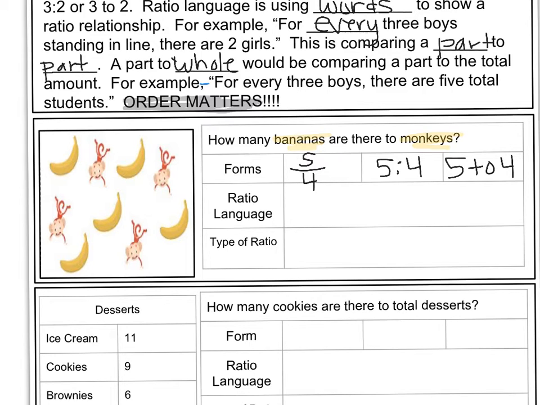Now let's use ratio language. We can say for every 5 bananas, there are 4 monkeys. So let's write that down. We're going to say for every 5 bananas, there are 4 monkeys.